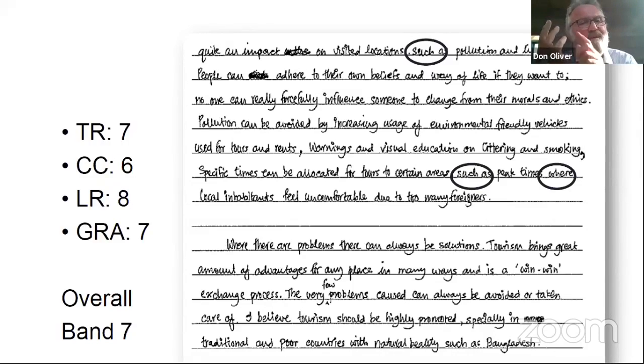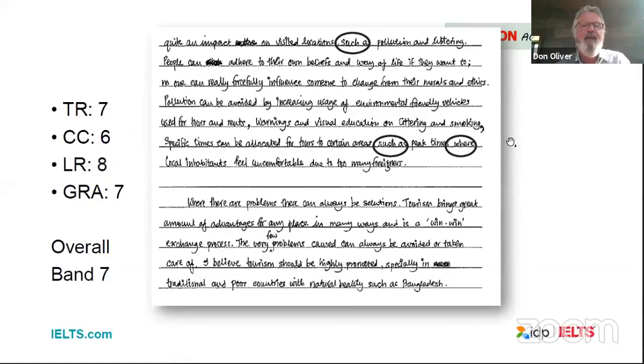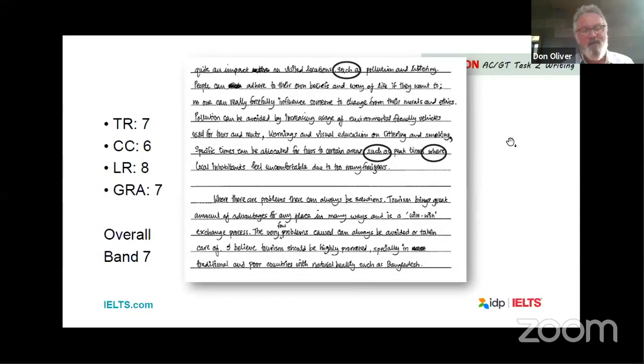And these are all mistakes in pronouns and substitution. So this is an important element that we have to be careful about. This word where is the wrong pronoun. Certain peak times where, peak times when is the word that we need there. So there's an example of the sorts of errors that caused this person to only get a band 6 for their coherence and cohesion.